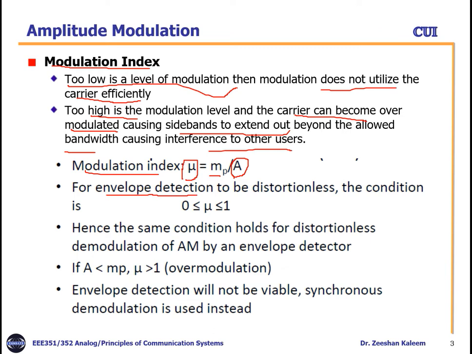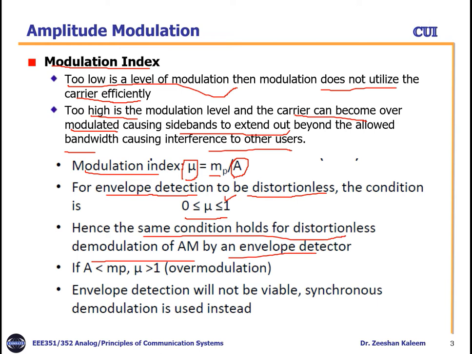For wave detection to be distortionless, as I told you, in case we didn't select the proper value of modulation index, then what would result? It will bring distortion. So to avoid the distortion, we need to have a distortionless transmission. We must have a mu value that lies in the range from 0 to 1, right? Hence, the same condition holds for distortionless demodulation of an AM signal by an envelope detector.